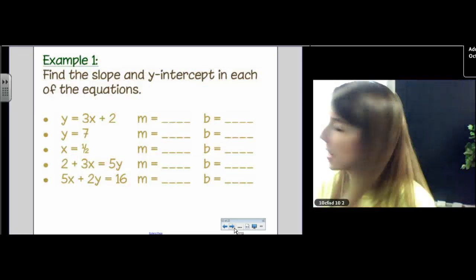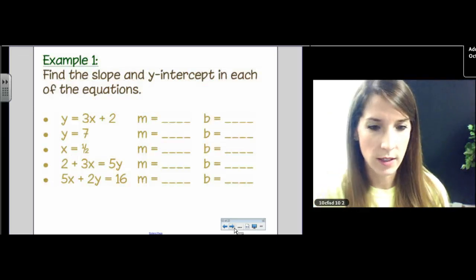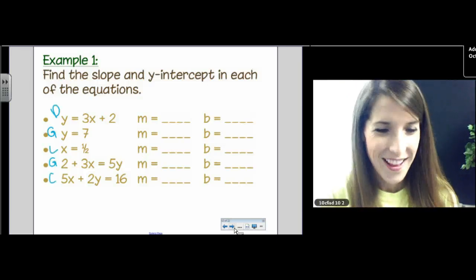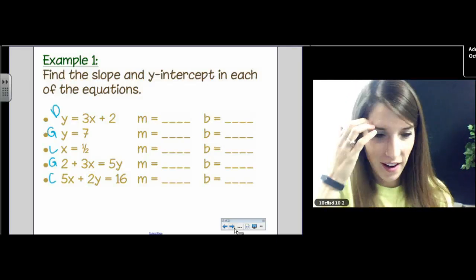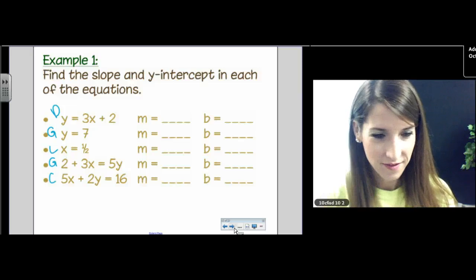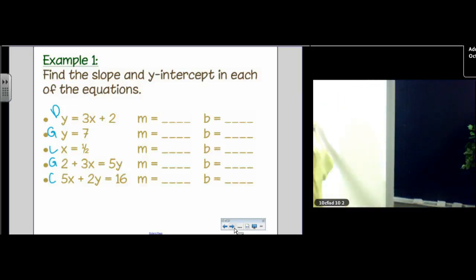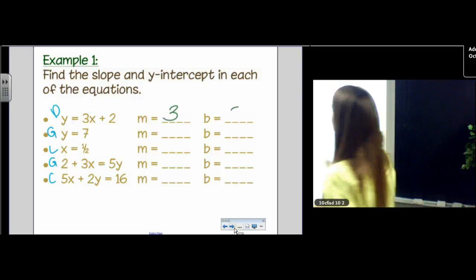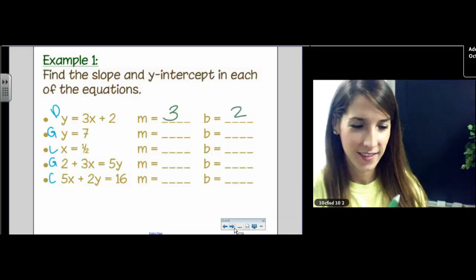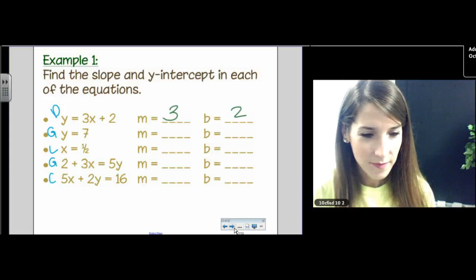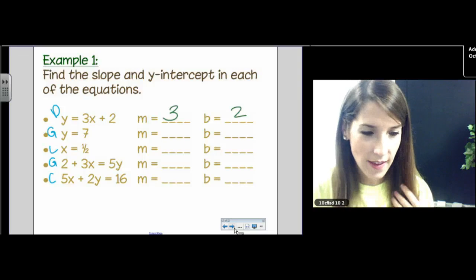Find the slope and y-intercept in each of the equations. I'll call on you, okay? Some of these are tough, some of them are not. It's okay. 3 and 2, very good. The slope is 3 and the y-intercept is 2. Who's up next? You can go in any order.